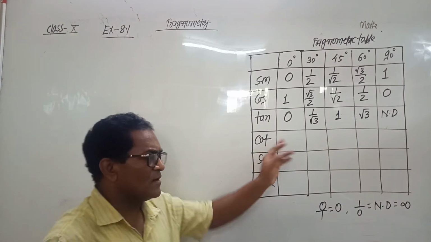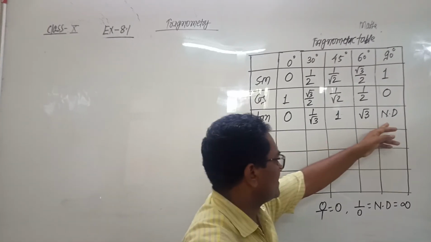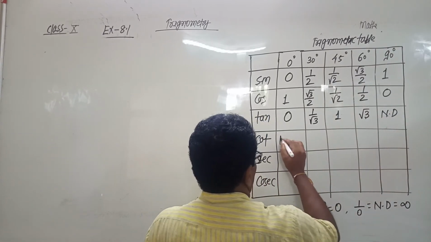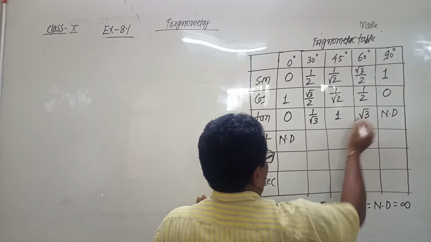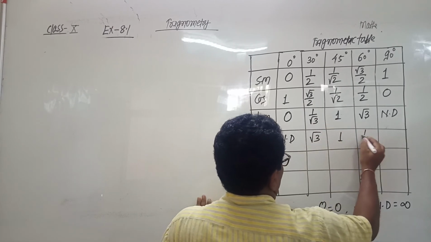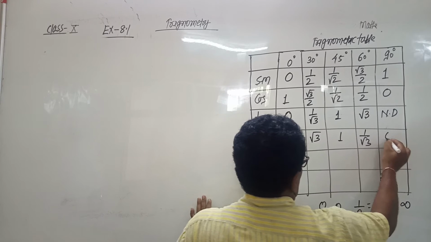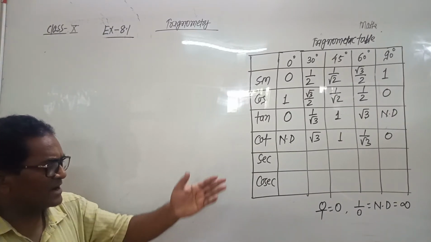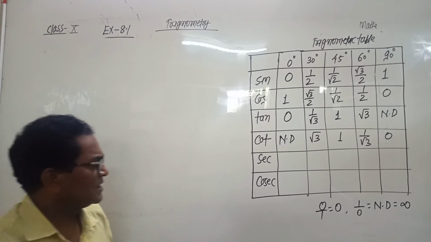To write the value of cot, we will write in reverse order. So this last term ND would be written first, then root 3, then 1, then 1 by root 3, then 0. To write the value of cot, we will write the value of tan in reverse order.